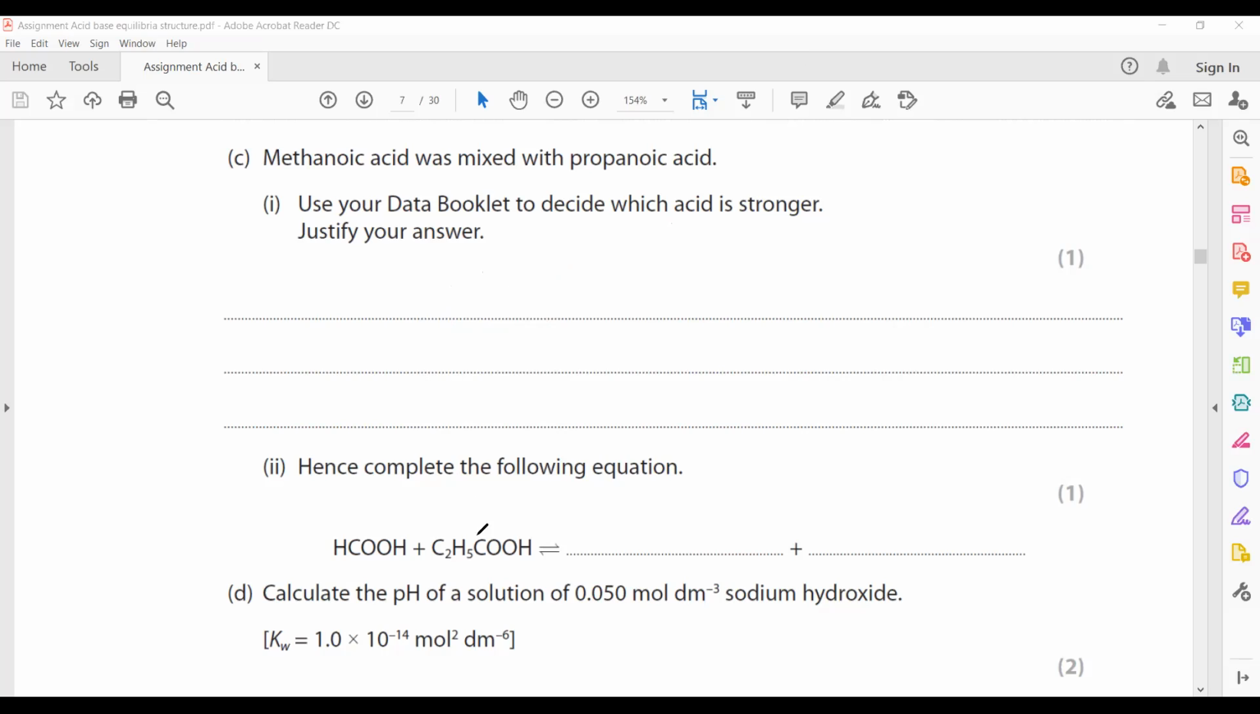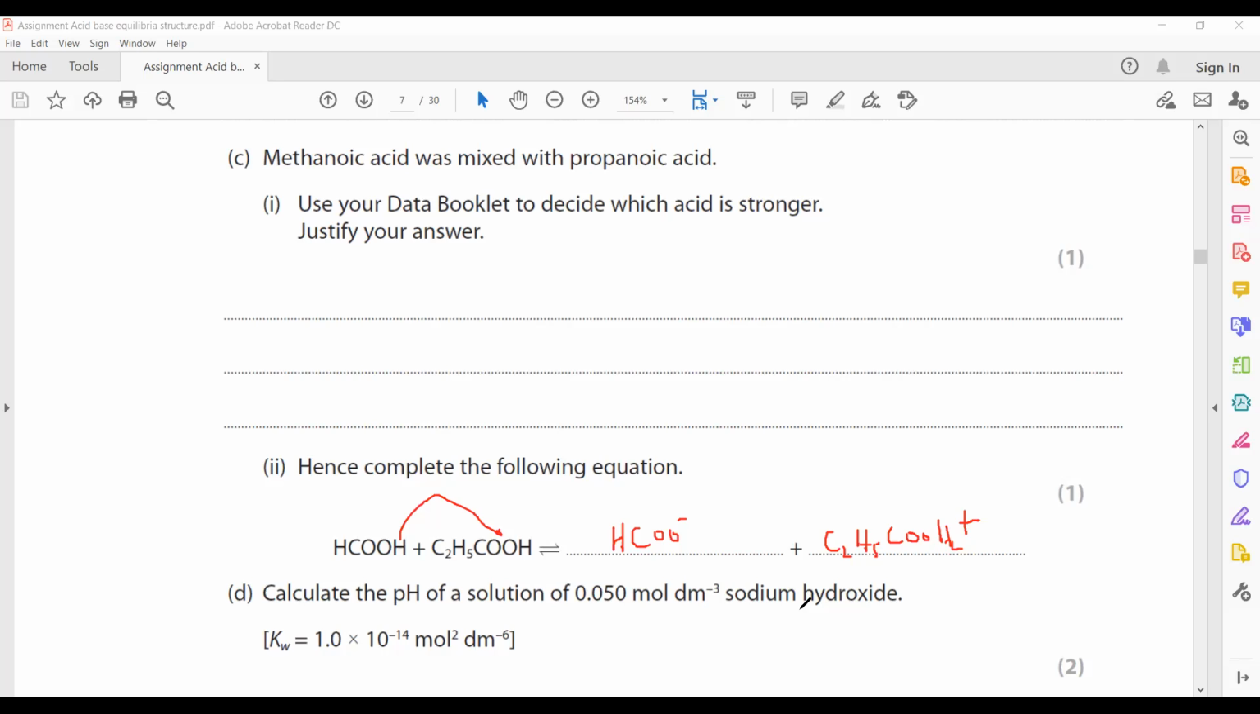And I told you, when you mix two acids together, like methanoic acid mixed with propanoic acid, the stronger acid tends to lose a proton easily. So what will be the equation for this? This will lose a proton, so it will form HCOO minus, and C2H5COOH2 plus. That is the equation. When you mix two weak acid solutions, one of the acids will lose a proton and the other will accept a proton.